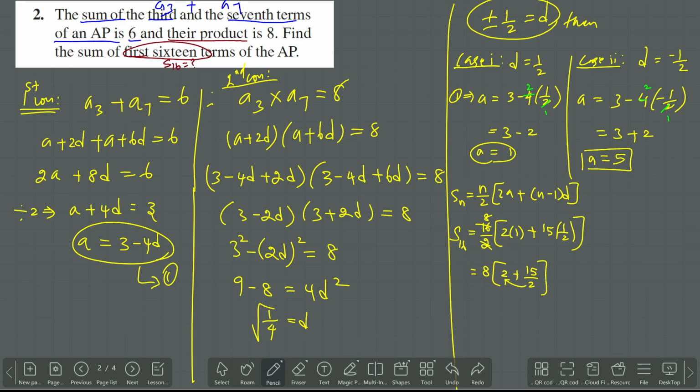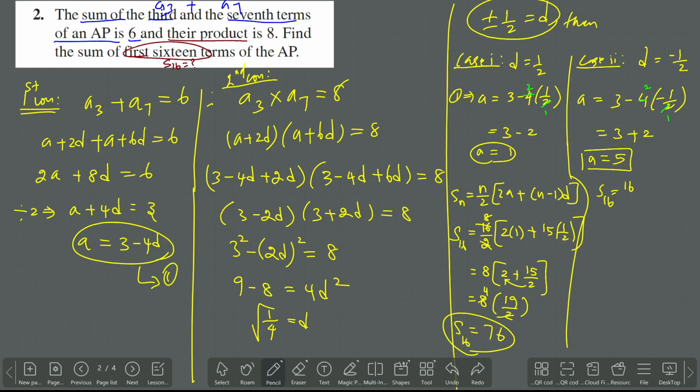When I take cross multiple, what Raja? 4 plus 15, 19 by 2, it is 1 time, 4 times, 4 into 19. 76 is my sum of the first 16 terms of the AP. One answer. One more.